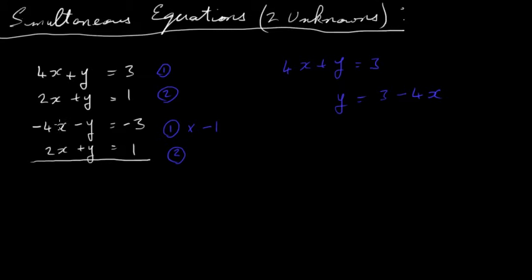I'm going to add the x's to the x's, the y's to the y's, and the numbers to the numbers. What will that give me? Okay, so I got a 2x minus 4x. That will give me minus 2x. Now you can see here why I changed the sign.